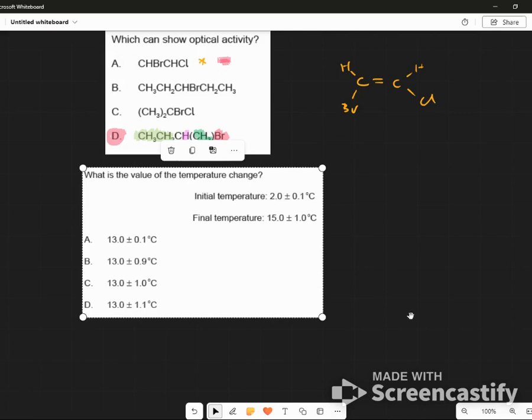Why aren't I good at these? Right, so what's the temperature change? Initial temperature is that. Final is that. So it's definitely 13. I get that. What's the answer there? And I'm going to cheat. I'm going to look at the answers because I don't know.